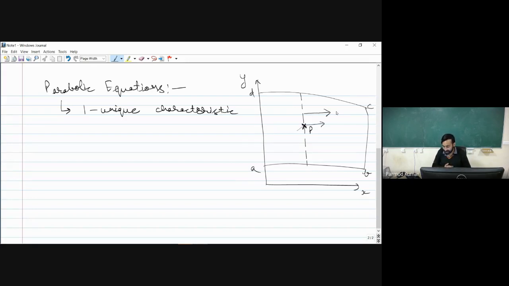Okay, and that unique characteristic defines a specific direction along which only our information will be propagating. So the solution of this kind of equations is also called a marching solution. Why it is called a marching solution, I will explain with a few examples. But the only thing we have to know at this point is that we have a unique characteristic line, and information will only propagate in a single direction along that characteristic line.